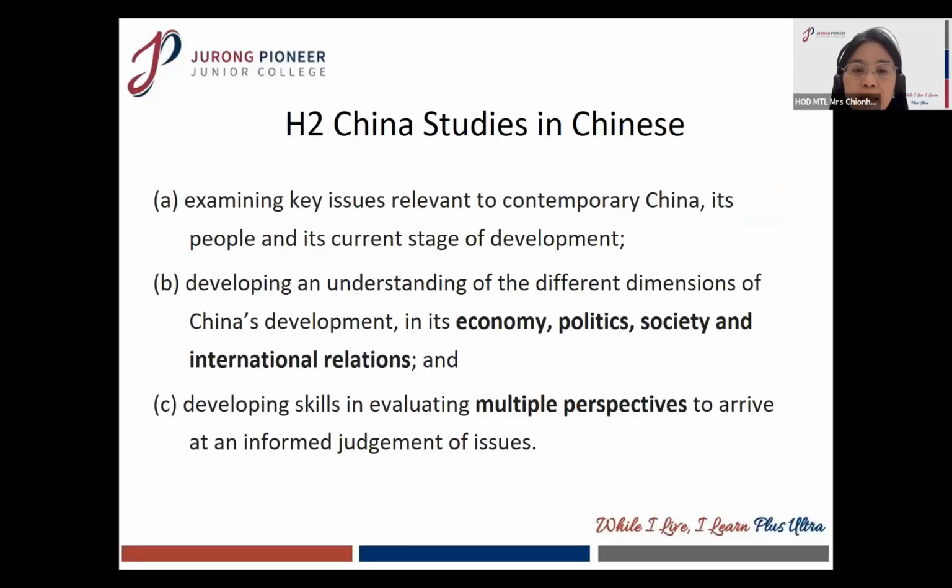So in the H2 CSC lessons, you will get to examine the key issues in contemporary China. And then you will develop understanding in 4 dimensions, especially the economy, the politics, society, as well as international relations. Okay, and then we will also be developing skills in evaluating all these issues from multiple perspectives. Okay, that is in H2 CSC.